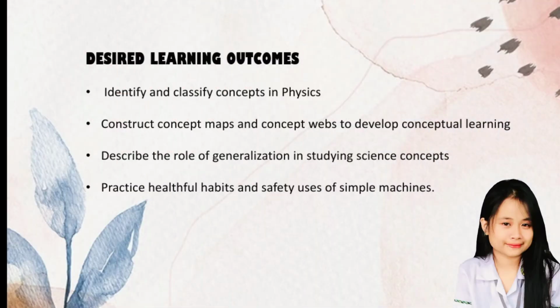The desired learning outcomes of this topic: learners should be able to identify and classify concepts in physics, construct concept maps and concept webs to develop conceptual learning, describe the rule of generalization in studying science concepts, and lastly, practice helpful habits and safety uses of simple machines. These are the learning outcomes of this topic.